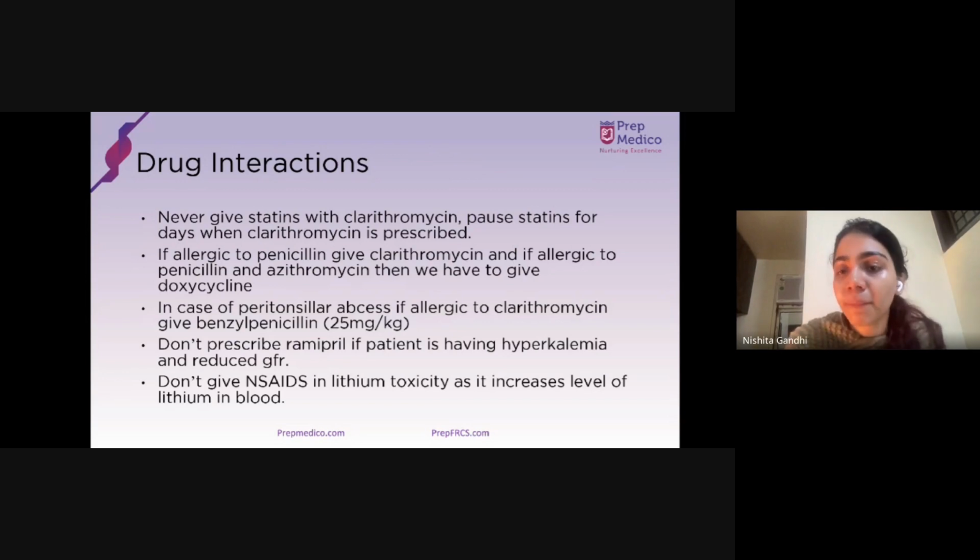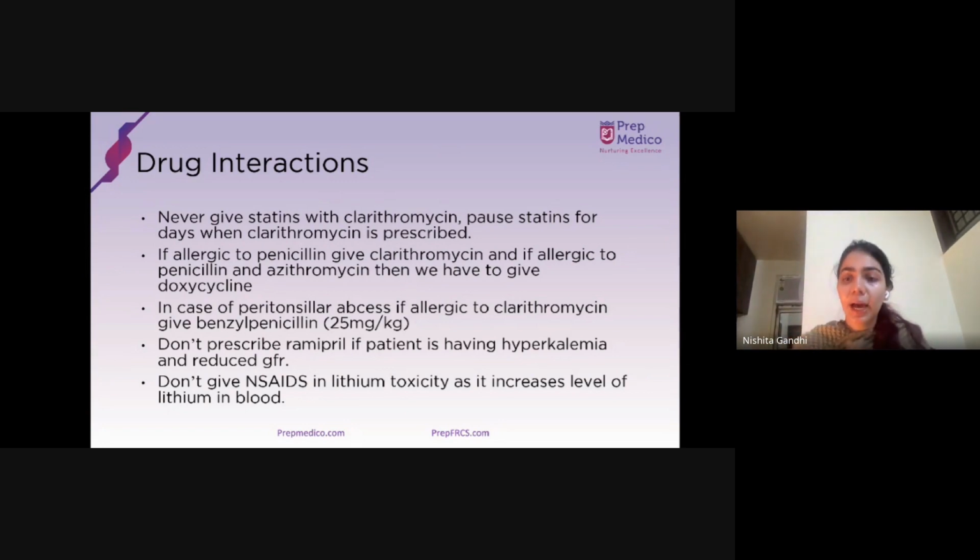So suppose you have mentioned clarithromycin and antibiotics. Then you have mentioned statins also in the regular section. Then you'll cross those 5 days, and after that you can continue statins, not during the clarithromycin. Okay, remember that clarithromycin and statins can never be given together.